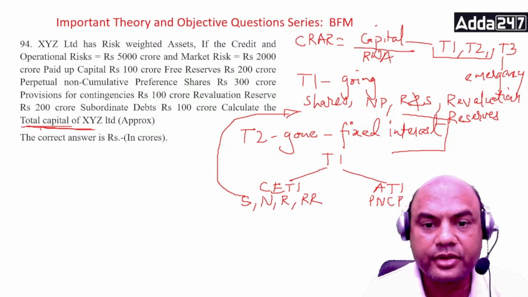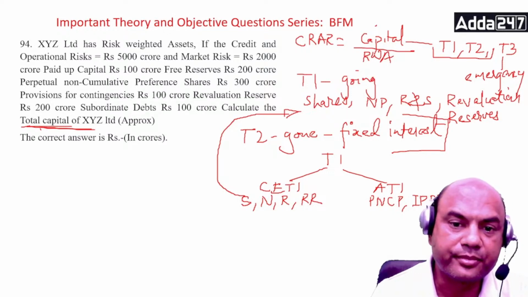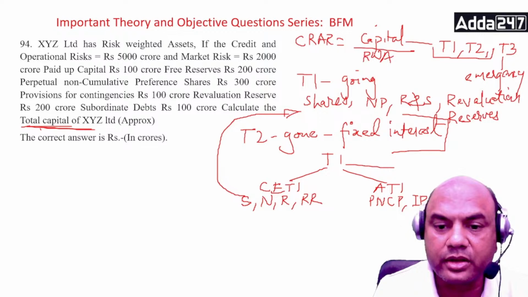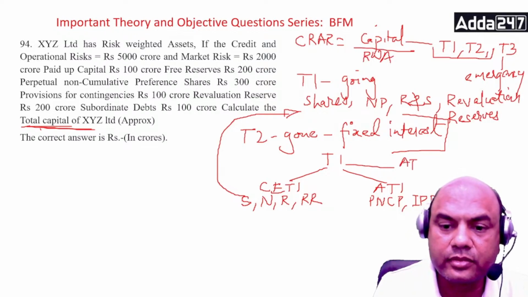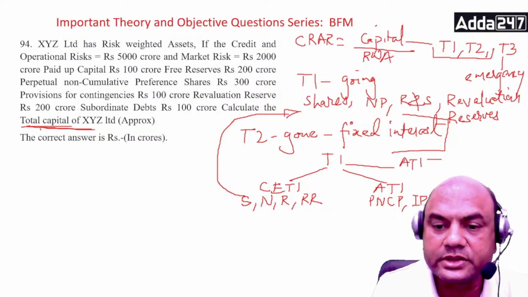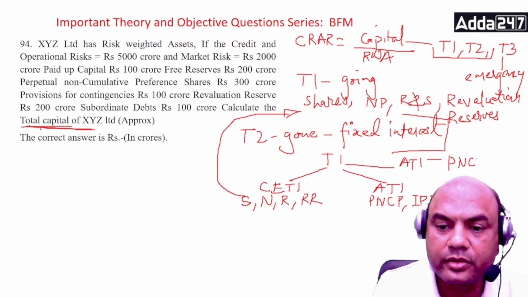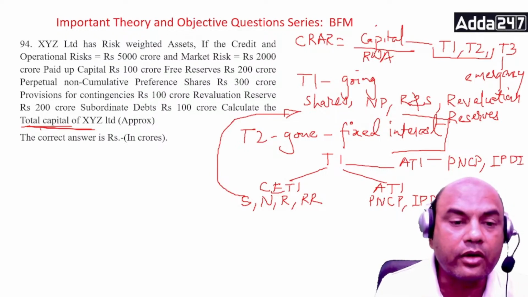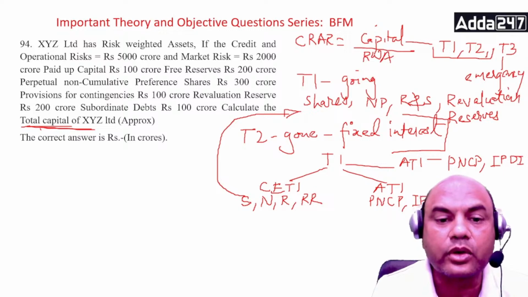Got it? AT1. Are you able to see this? Shall I write it somewhere else? One sec. Let me write it over here. AT1, that consists of PNCP and IPDI. Got it? So now you have to calculate this T1 and T2 capital both.